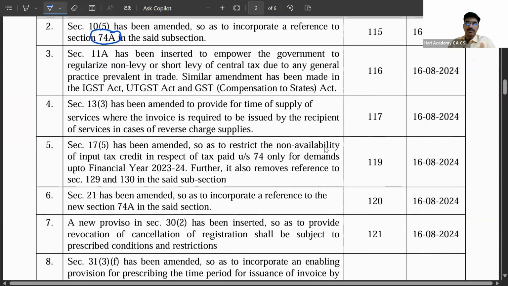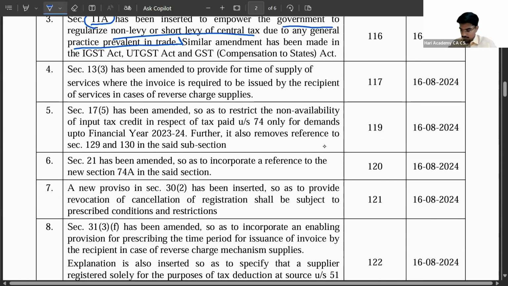This is in relation to the second amendment. Third amendment is in relation to section 11A. 11A is a new section which has been inserted, and by this they have given the government the power to regularize non-levy or short levy of central tax due to any general practice which is prevalent in the trade. But this is a procedural amendment. There is not much impact of this on examinations per se. Maybe once a notification comes under 11A, that will be relevant. But as such, it is not relevant.